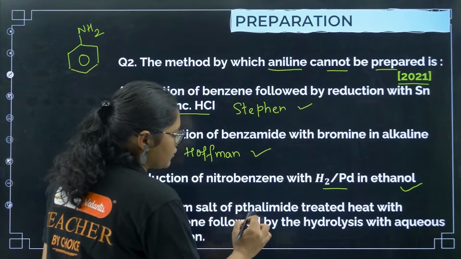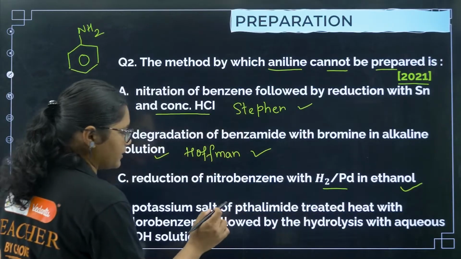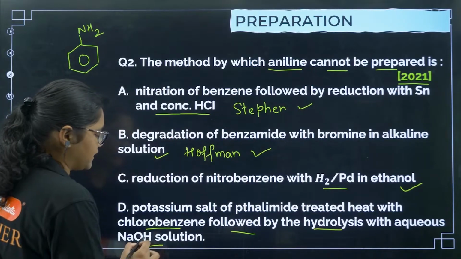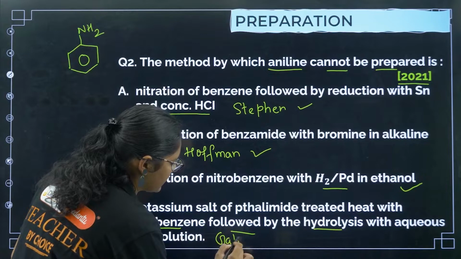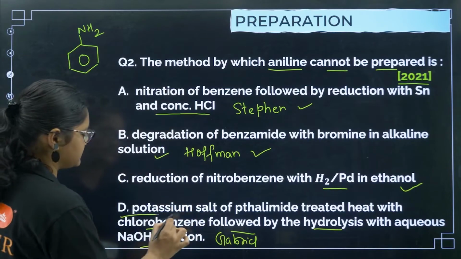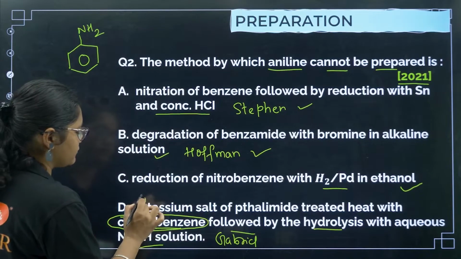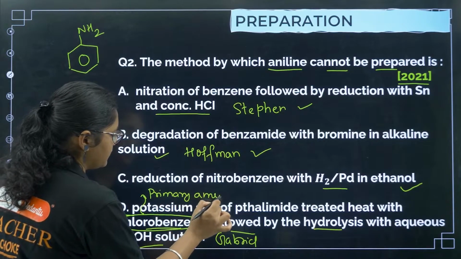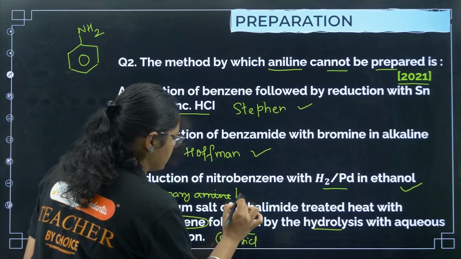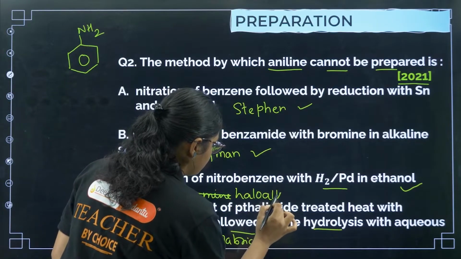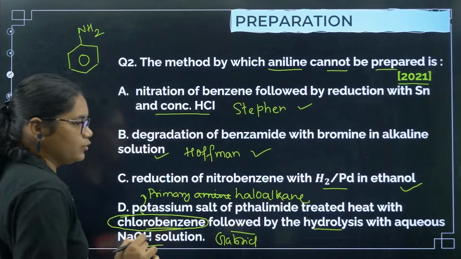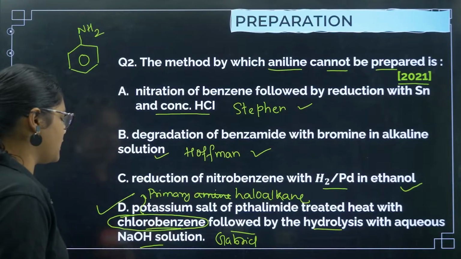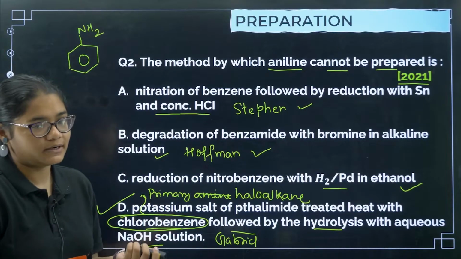Next, potassium salt of phthalimide heated with chlorobenzene followed by hydrolysis with aqueous NaOH solution. This is actually Gabriel phthalimide synthesis, but in Gabriel phthalimide synthesis you should always remember it should be a primary haloalkane. But when you take chlorobenzene, it is an aryl halide, so that is why this is not the correct way. So the correct answer for this question will be option number D.